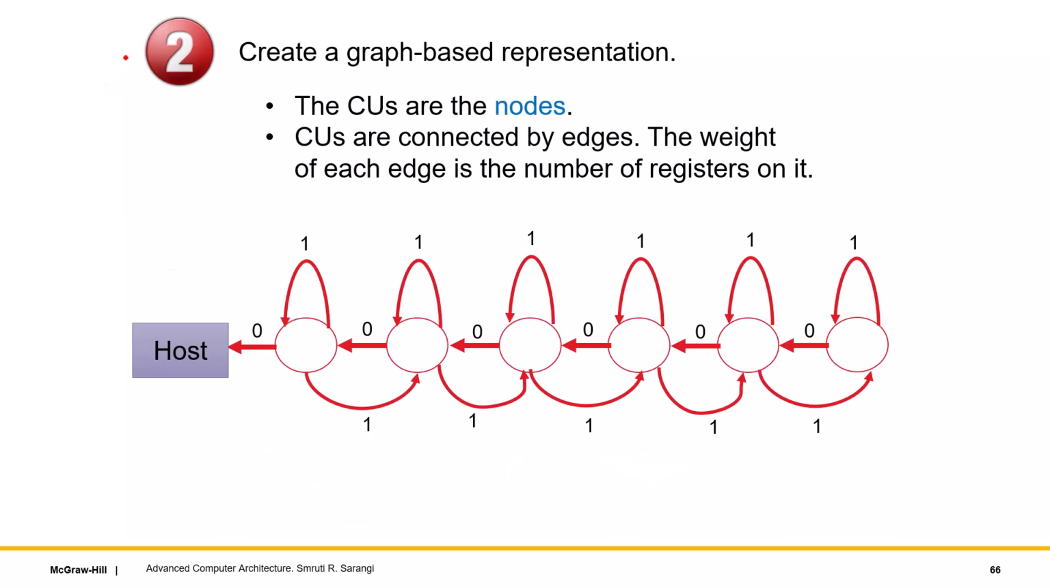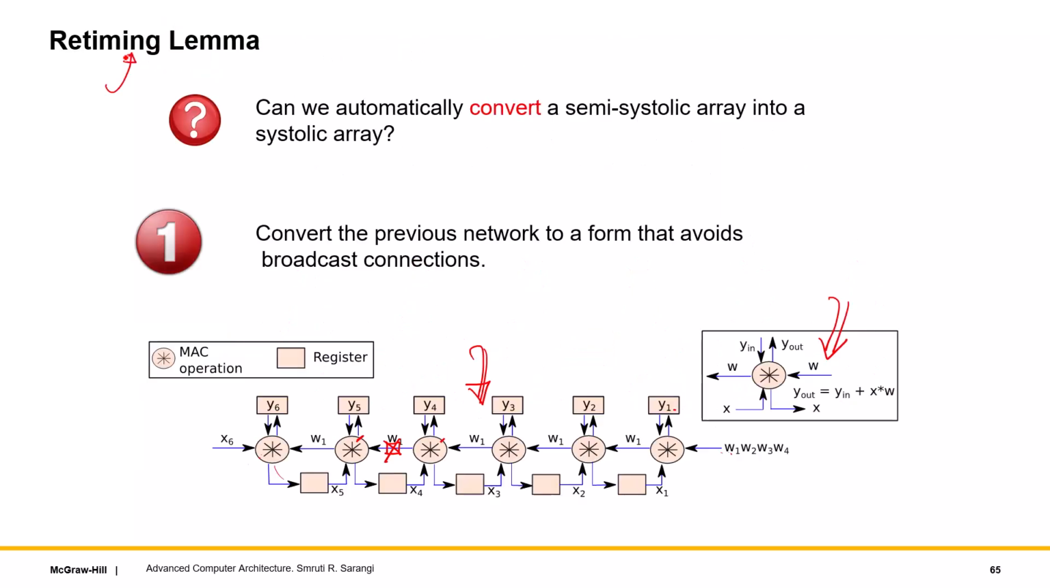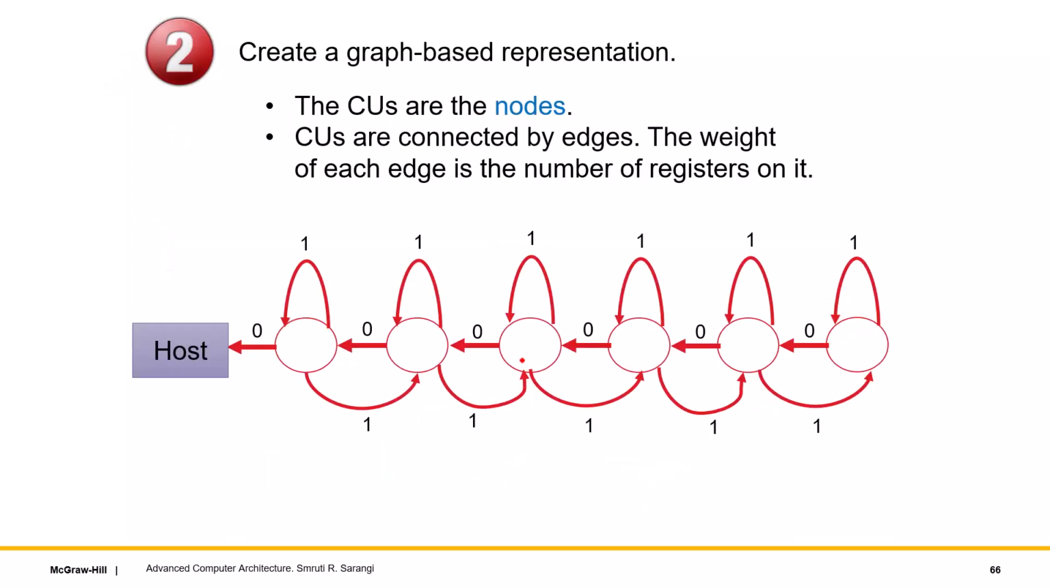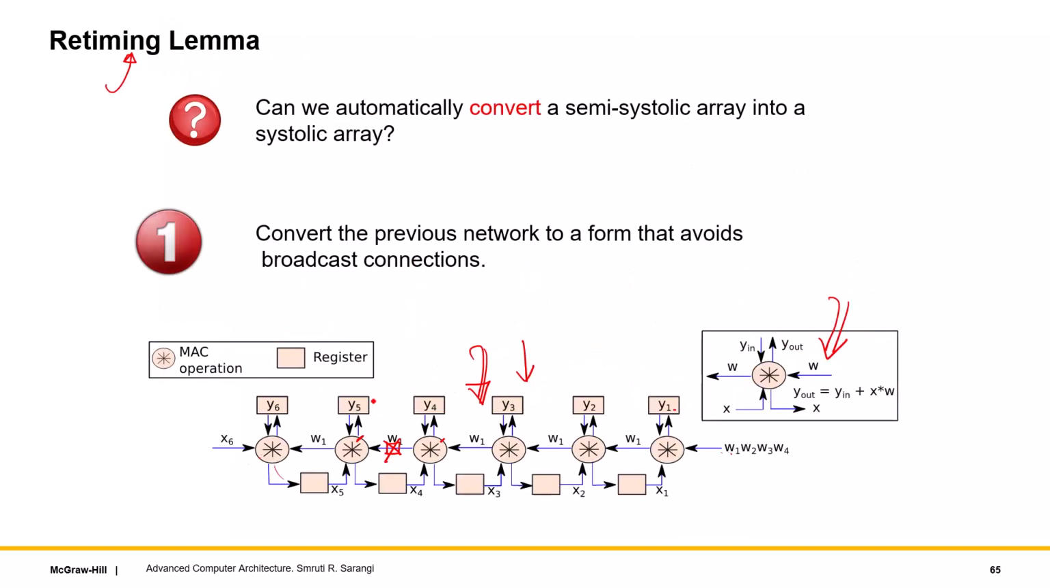So let's look at the retiming lemma, and let's take our semi-systolic network which we just designed, which is over here, and let's try to convert that. What we want to do is create a graph-based representation where the combinational units are the nodes and the nodes are connected by edges. And the weight of each edge represents the number of registers.